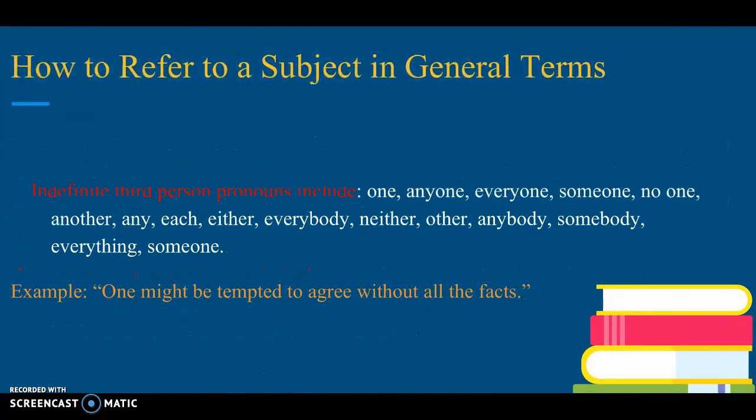Another example is indefinite third-person pronouns also include one, anyone, everyone, someone, no one, another, any, each, either, everybody, neither, other, anybody, somebody, everything, and someone. An example would be, one might be tempted to agree without all of the facts.